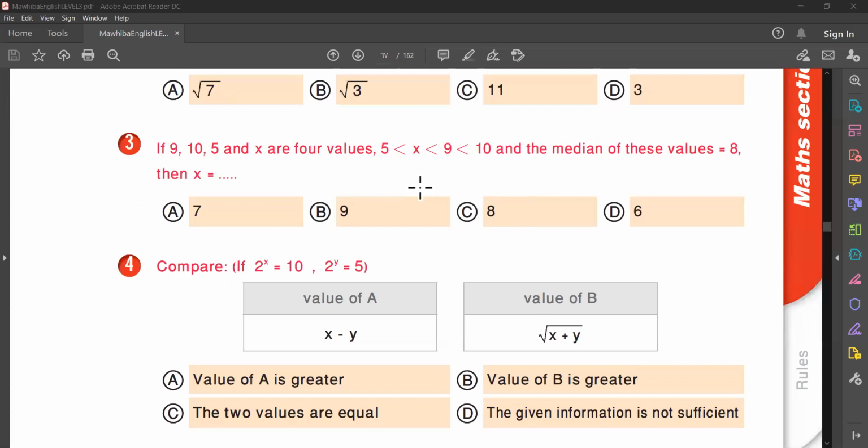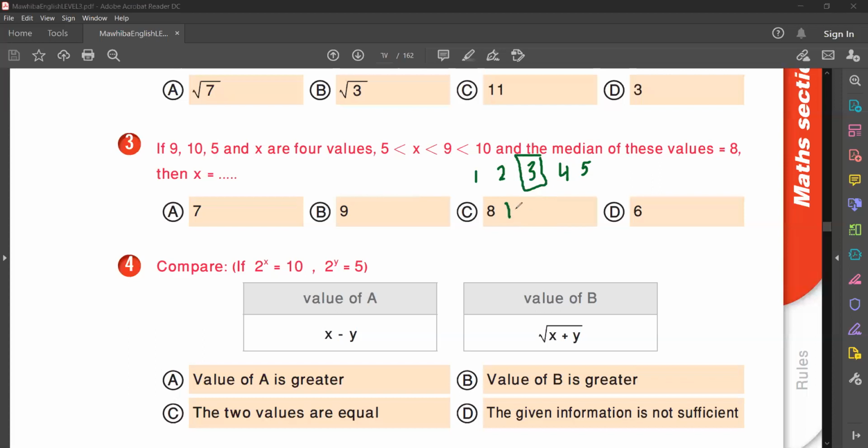He said the median. How do I find the median? If you want to find the median, you must arrange the values. You see, if you have 1, 2, 3, 4, 5, the median is the middle one because you have an odd number of values. So the median is the middle one, right?